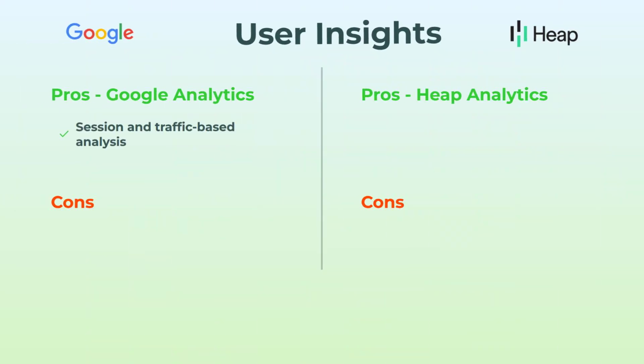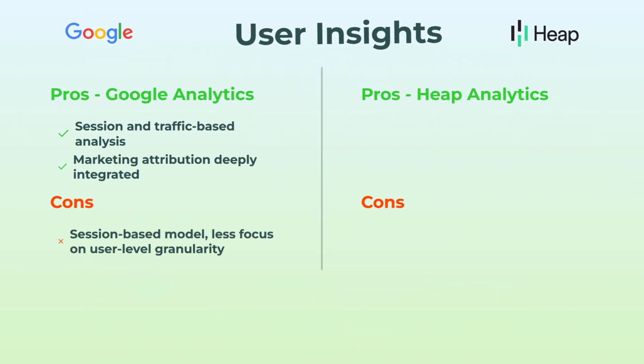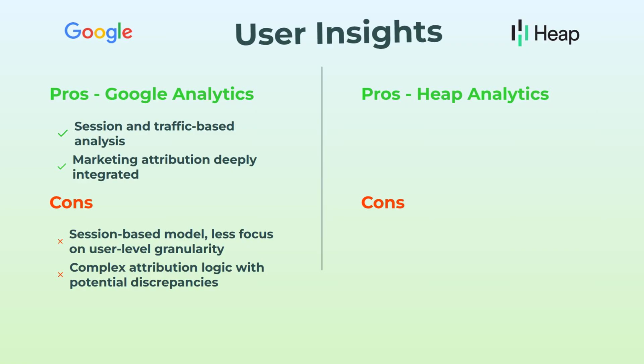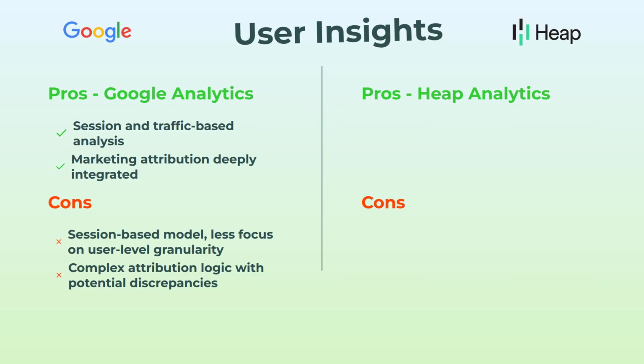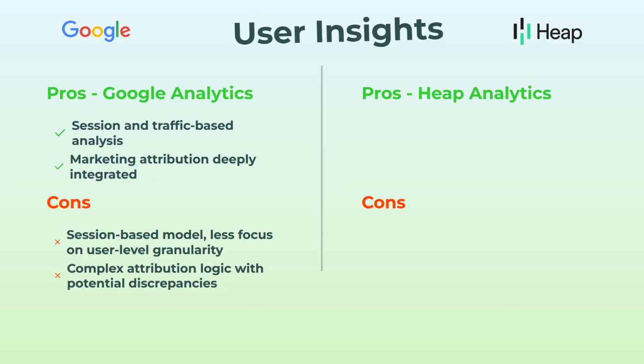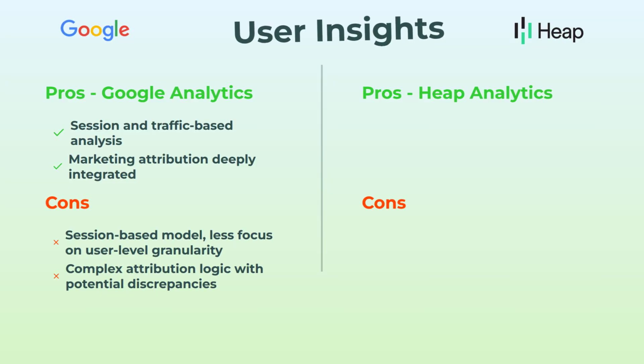Moving on. User insights. Google Analytics is big on sessions and traffic analysis. If you're into marketing and attribution, it's got tools baked in, super handy. But the session-based approach means you're not really zooming in on individual users all that much. Sometimes attribution feels like a wild goose chase too.